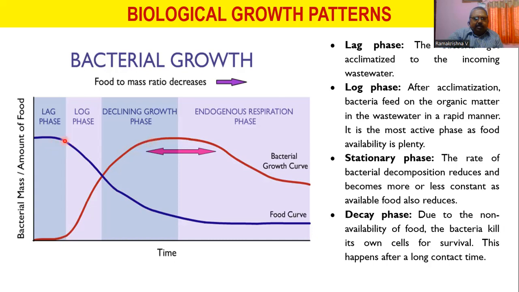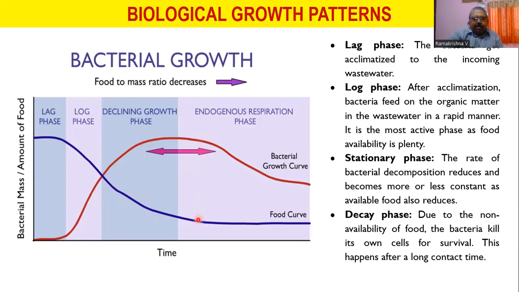And similarly, you can see here the food content, or organic content, is reduced. That means the food available to the bacteria is reduced. And there will be a stage reached at that particular period where the decomposition is almost stable. That is called the stationary phase. And afterwards, you can see in the red line, the bacteria has now multiplied in large numbers, because at the same time, the amount of food availability is very less.